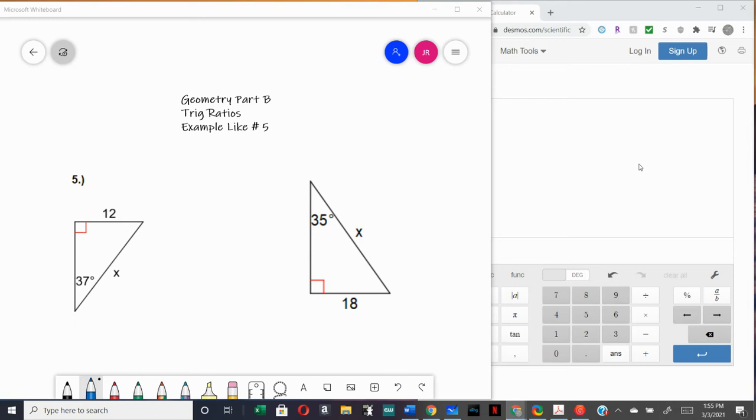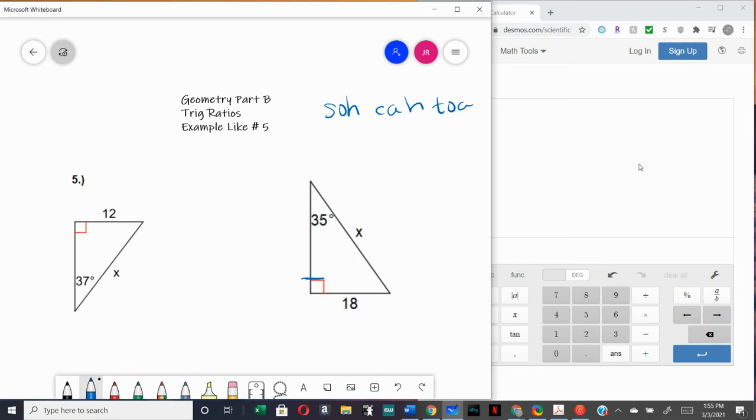So our first step in any of these is to identify the given information, use our mnemonic device, SOHCAHTOA, to help us figure out which ratio to use and then solve the ratio. So here's the example I'm working on. This is a similar example.